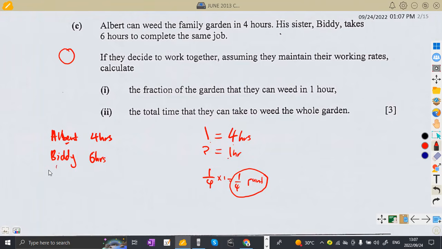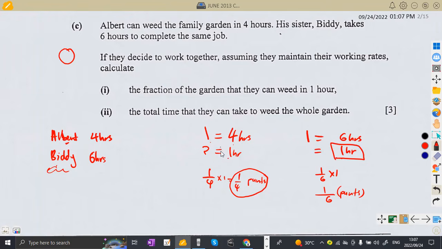We do the same here for Baidi. Baidi here is going to take 6 hours to complete the same revolution, which is the same garden. What about in an hour? How many parts of the garden is she going to complete? So it's going to be 1 over 6 times 1, which is 1 over 6 parts. All right, so this one is going to complete 1 over 4 parts. This one is going to complete 1 over 6 parts. So this is in an hour's time.